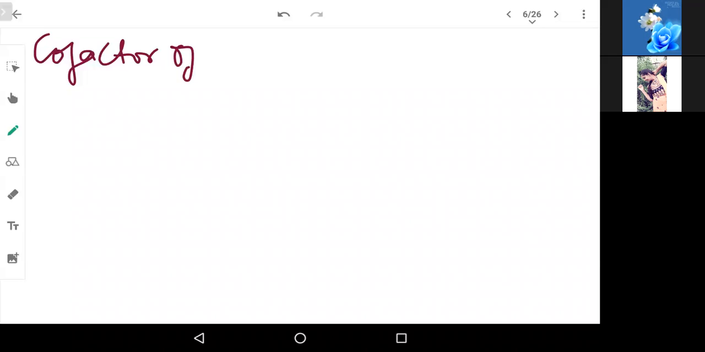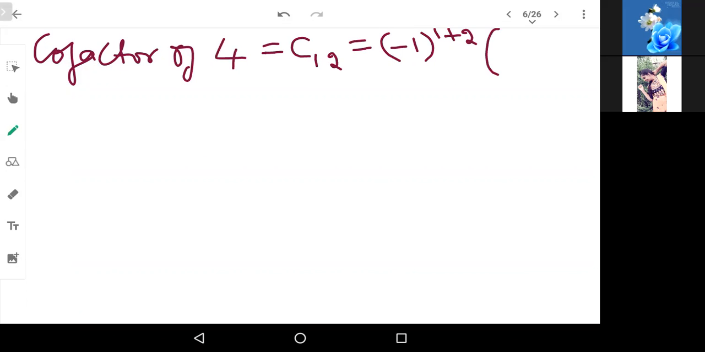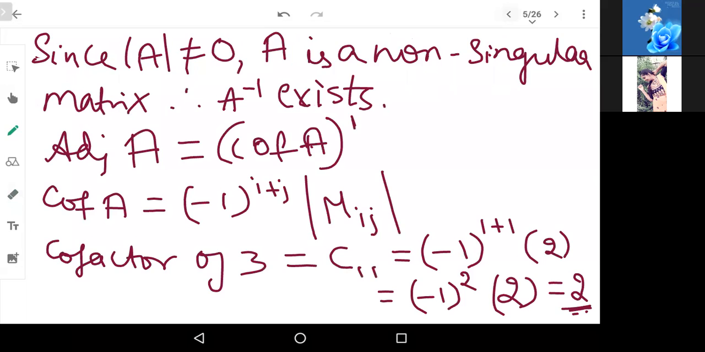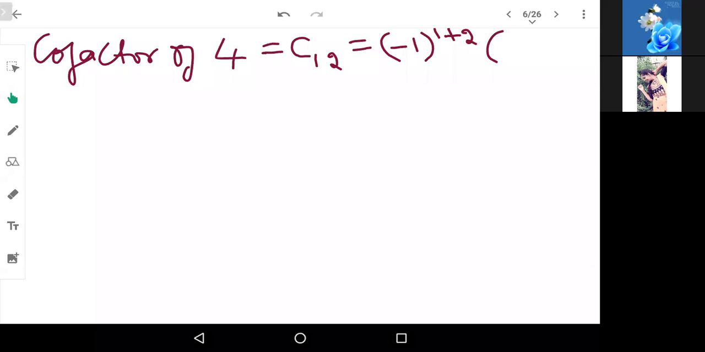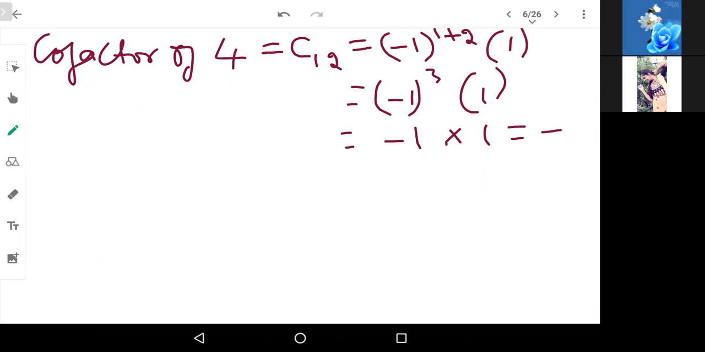Cofactor of 4. Now 4 is in first row, second column. Then -1 to the power of first row plus second column, into minor. What is the minor of 4? Minor of 4 is 1. So -1 to the power 3 into 1. So -1 to the power 3 is -1, into 1 is still -1 only.